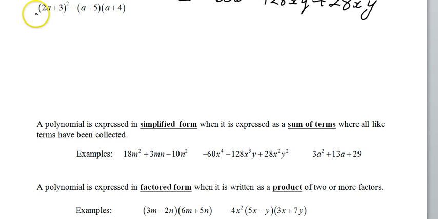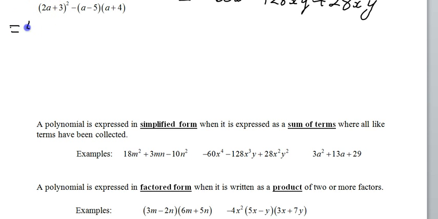Okay, next one. We have the square of a binomial minus the product of two binomials. Now, order of operations tells us that this minus, the subtraction operation, will be done last. So let's start by squaring this binomial. Now, if you remember, this is a special product. We don't need to FOIL it out.